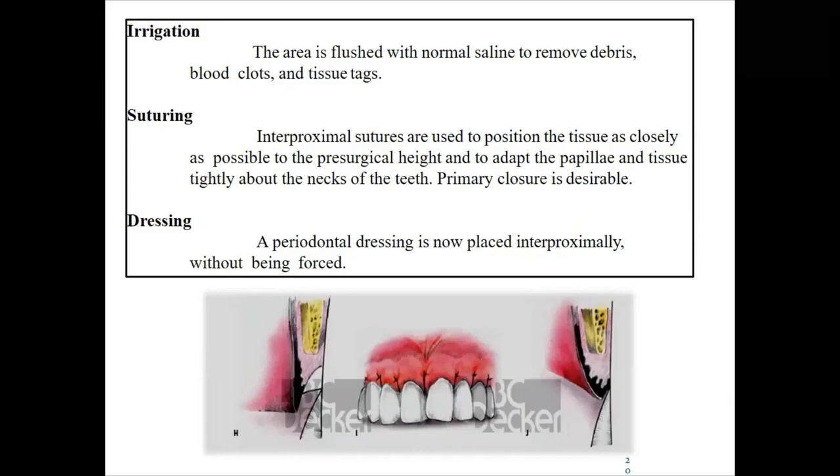And then, since you are giving an incision over here, you can give the interproximal sutures, which are used to position the tissue as closely as possible to the pre-surgical height and to adapt the papilla and tissue tightly above the neck of the teeth. What you are basically striving to attain is your primary closure, the close approximation of the tissue. And then as per your requirement, you can give periodontal dressing or periodontal pack. It's totally up to you, because some clinicians prefer periodontal dressing, some may not.